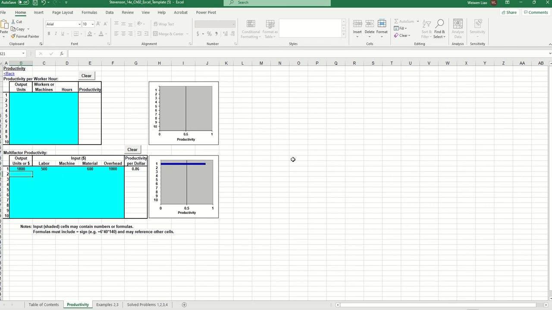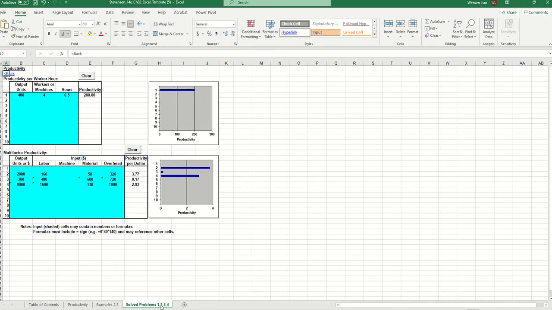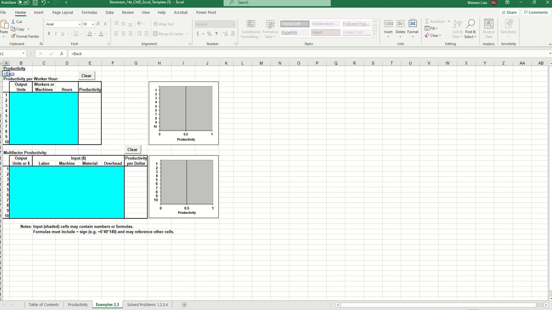So that's all about the Excel template. You can also see our examples 2 and 3 and solve problems 1, 2, 3, 4 in our textbook from the Excel template file.